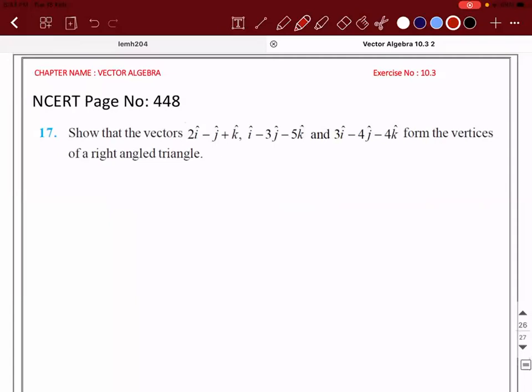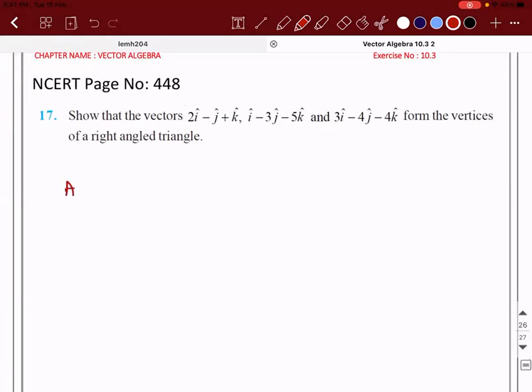Show that the vectors form the vertices of a right angle triangle. So yesterday we did a problem, no? When you had to show that they form the vertices of a right angle triangle, what did you do? You found it using Pythagoras theorem, right? Now what we can do is use the dot product. So if I take this as A, B and C, what is AB vector? Minus i cap minus 2j cap minus 6k cap.